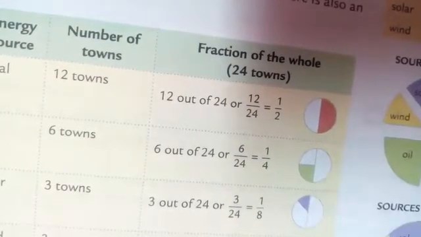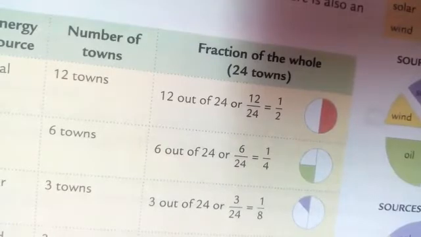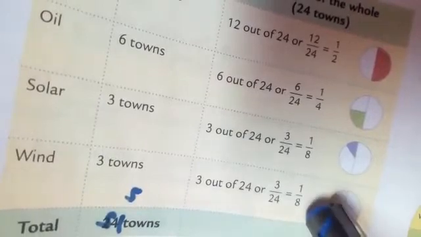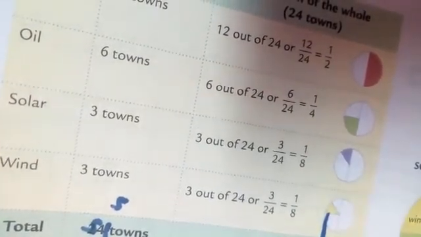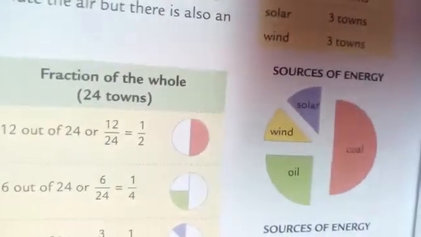And they have used violet color here to show solar. And again, as I said, for wind also the same. 1 by 8 will be the fraction. So what will it be? Another 1 by 8 can be shaded. So this is how you can prepare a circle graph for the given information.